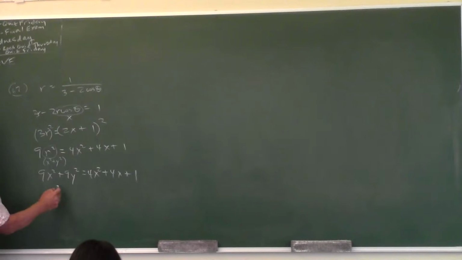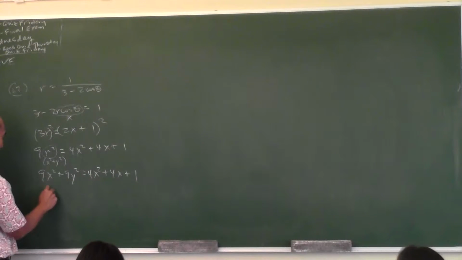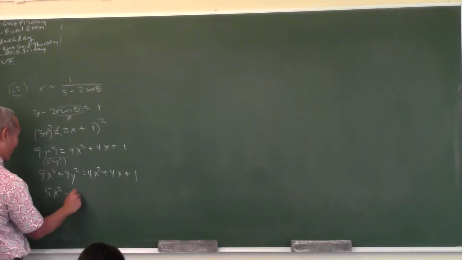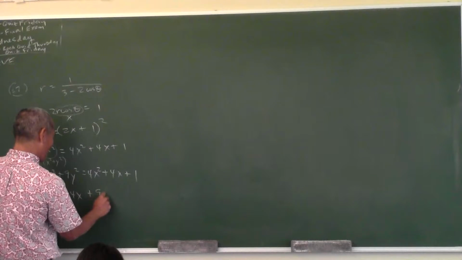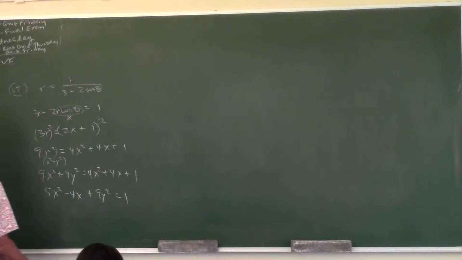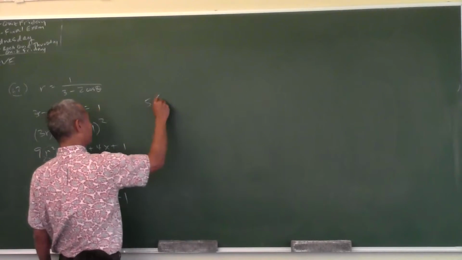So, put all the x's together, so bring it over. 5x squared minus 4x. So you can tell already, if you factor out a 5, you get fractions. Plus 9y squared equals 1. Who would even do this? They're a monster. Okay, factor out the 5.